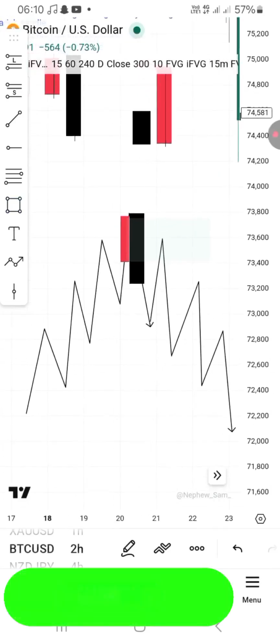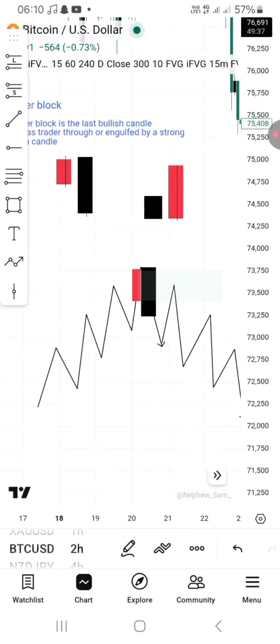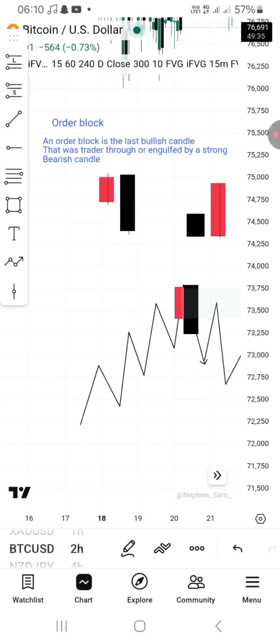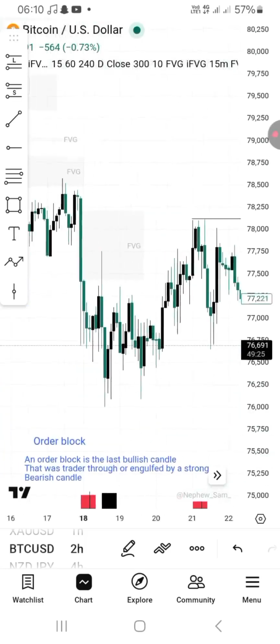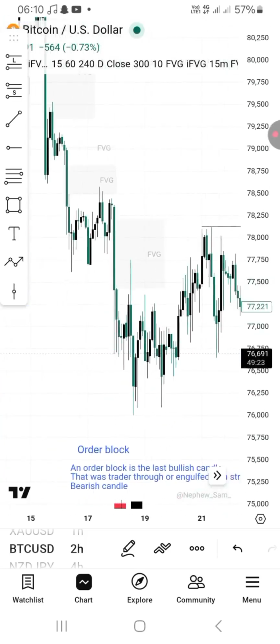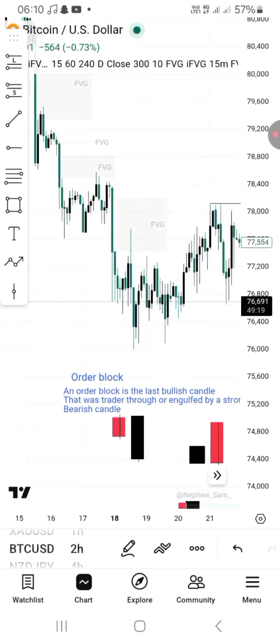I need you to understand how to fully identify an order block in your chart. So having this in mind, let's jump into the chart. Alright, this is BTC USD, and I think I'm seeing an example here.